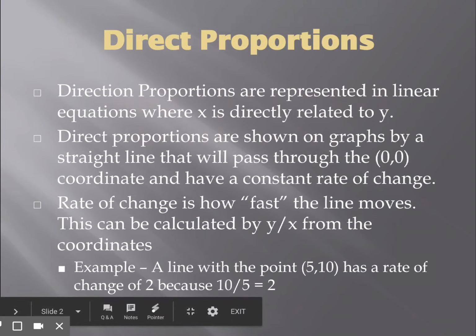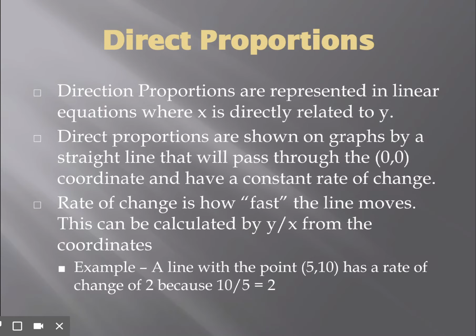First, some vocabulary. Direct proportions are represented in a linear equation where x is directly related to y, just like the examples we've been talking about this past week. Direct proportions are shown on graphs by a straight line that will pass through the (0, 0) coordinate and have a constant rate of change. The rate of change is how fast the line moves. This can be calculated by y divided by x from the coordinates. For example, a line with the point (5, 10) has a rate of change of 2 because 10 divided by 5 is 2.